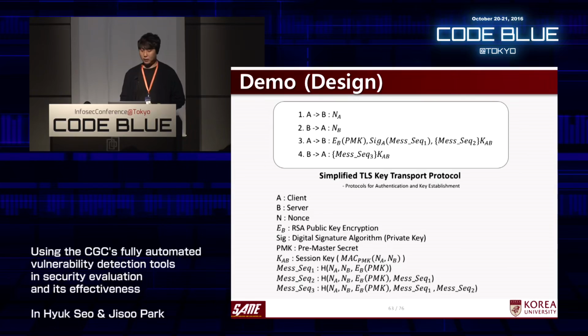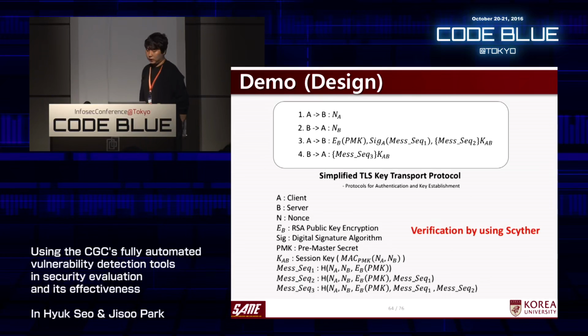In this phase, we use a 3-message sequence. The message sequence is a hash of the sequence of all previously exchanged messages. Now, we do the verification using CIDR for the demo.